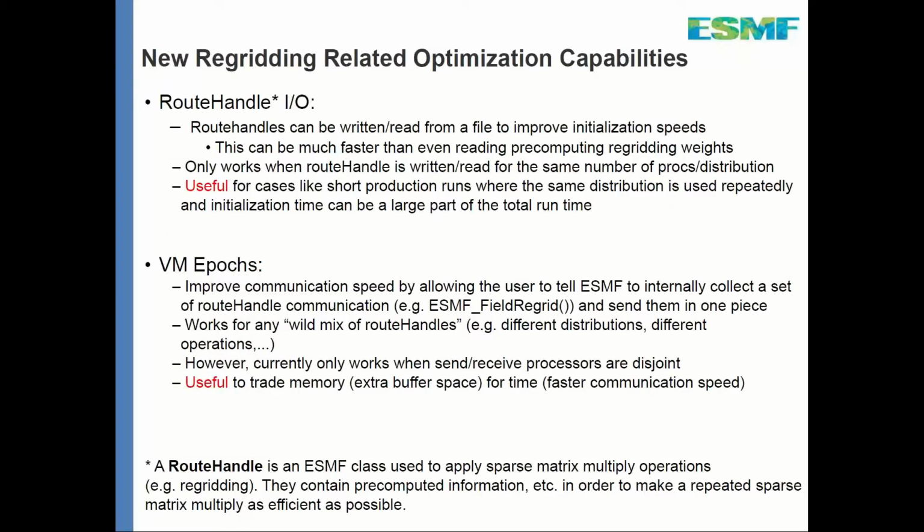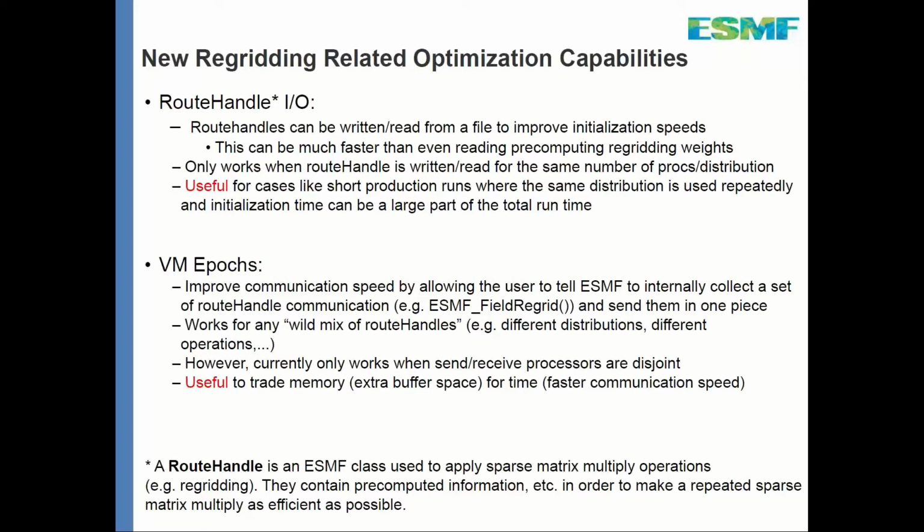Okay, so now I'm going to switch to some other optimization capabilities we added. The first of these is the ability to read and write a route handle. A route handle is ESMF's method of encapsulating a sparse matrix multiply. We pre-compute all the things you need to do a sparse matrix multiply, the communication pattern, the buffer sizes, etc., to make applying the sparse matrix multiply as fast as possible. This doesn't take a lot of time, but it does take some time.